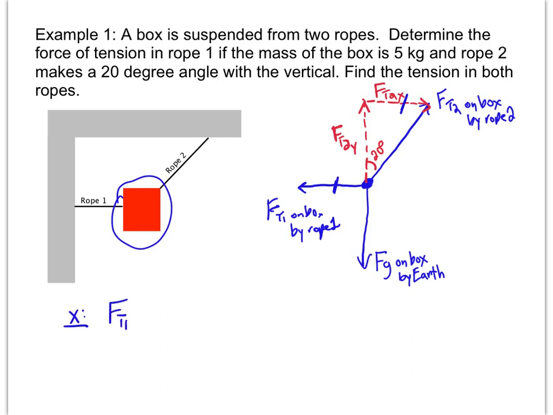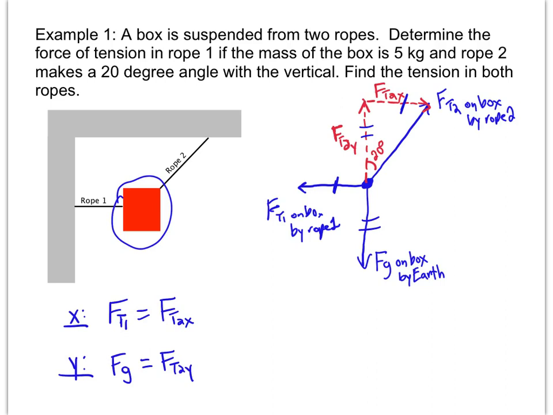Ft1 is then equal to Ft2x. And we've also got an equation for the y direction. And what that is, Fg is equal to Ft2y. So Fg, which is the force that points downward, has to be equal to Ft2y so that everything balances out in the vertical direction.